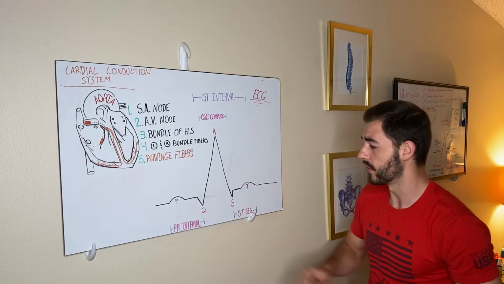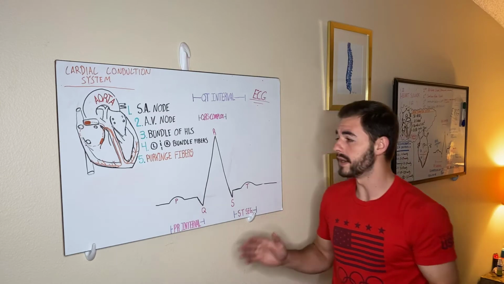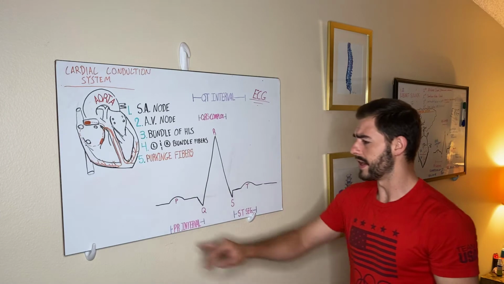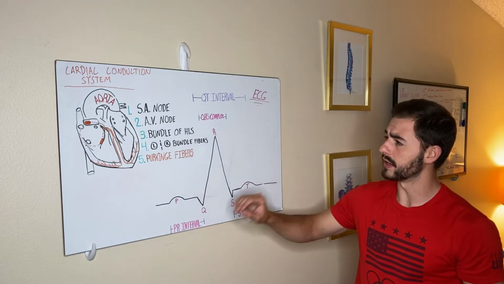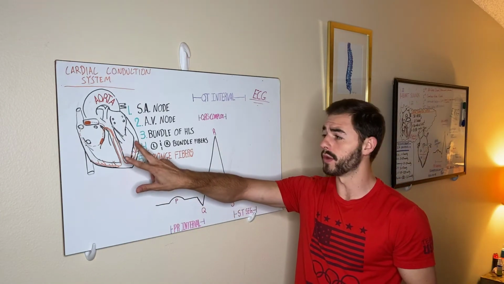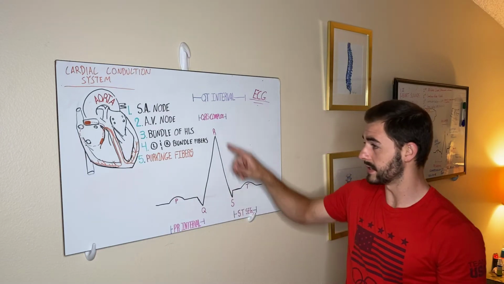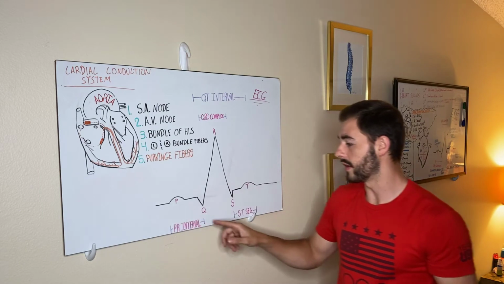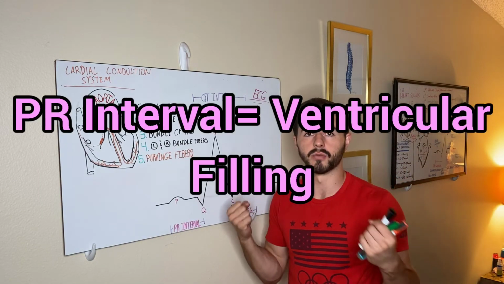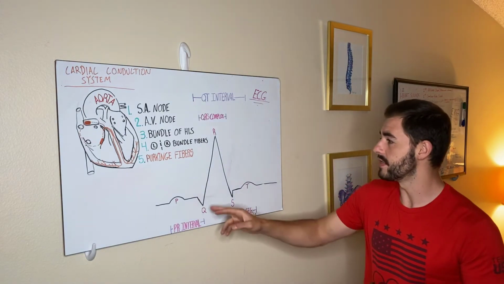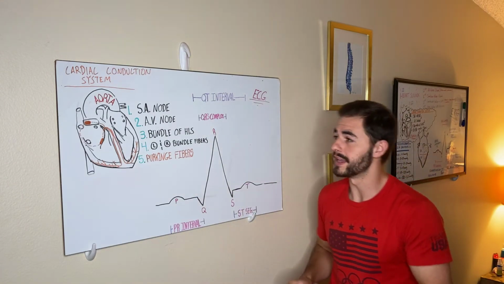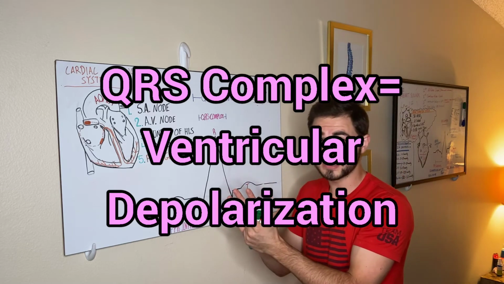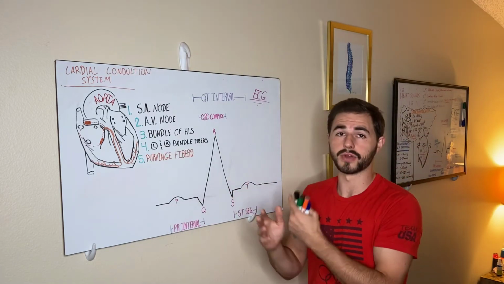And let's get there. First, let's talk about the PR interval. What is the PR interval? Well, if P is the atria contracting, then this segment here must be allowing time for the ventricles to fill with blood, so that when it gets to this here, it can contract to let all the blood back out. So PR interval is when the ventricles are filling with blood, they're relaxing. And then the QRS complex is when the ventricles are actually depolarizing.